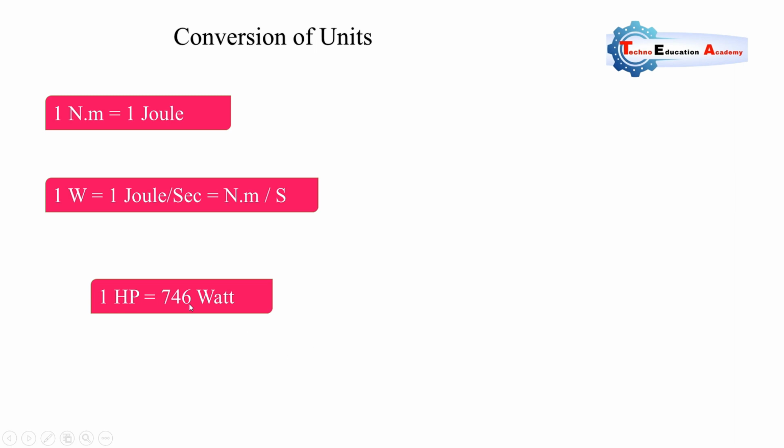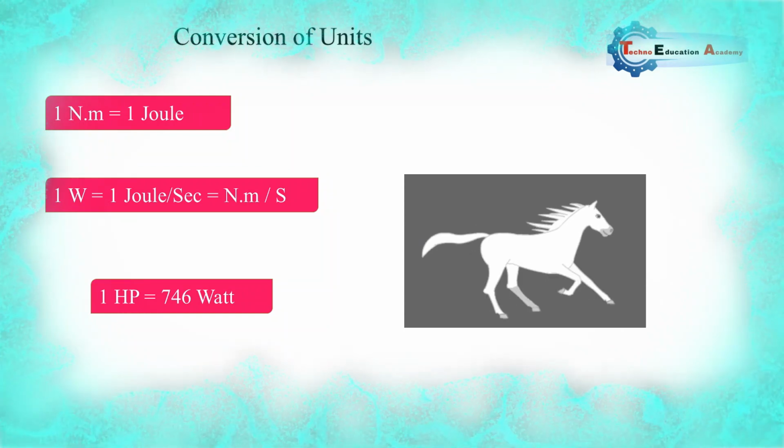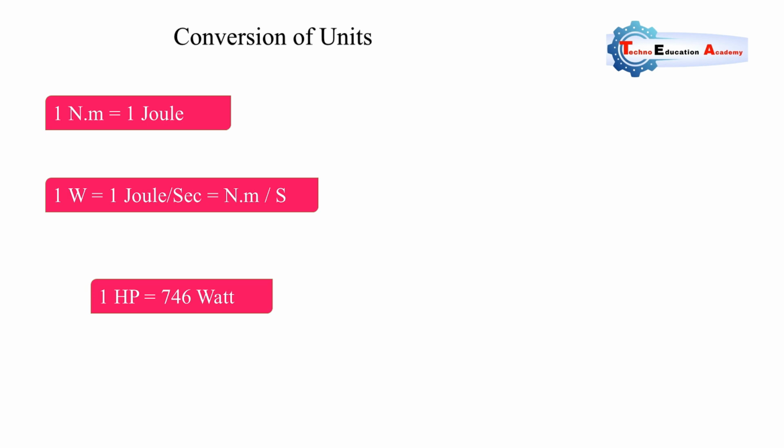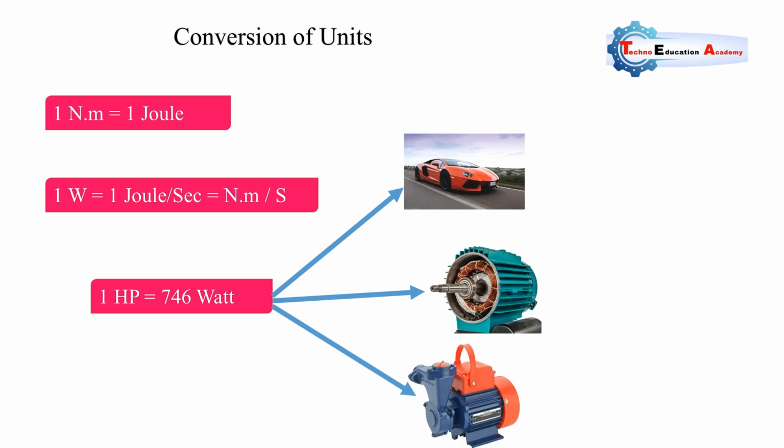And this is the relationship between horsepower and watt. 1 horsepower equals 746 watt. Because in olden days we used horses to carry loads for any transportation or any work. Horsepower is a unit of measurement of power used to express the power of an engine or car, electric motor, pump power, etc. Nowadays we use horsepower to measure the power of any car or engine. In electric motors we also use it.